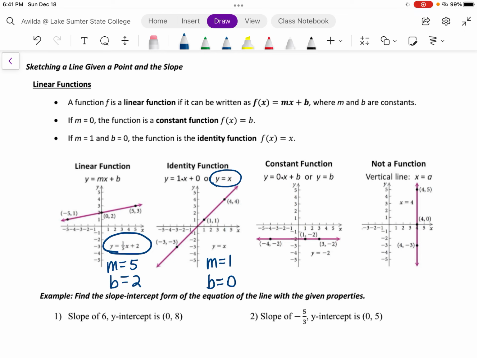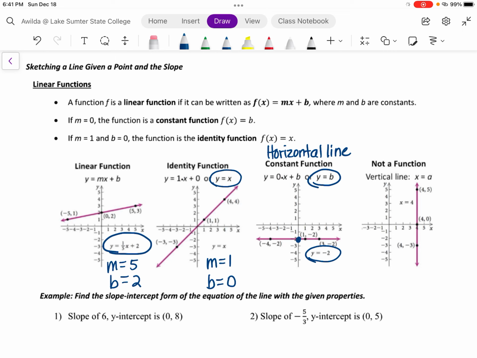In the third example, we have a constant function, which is a horizontal line. Let me go ahead and make that connection here. The constant function would have an equation that looks like y equals b, where b is the y-intercept. In this case, the y-intercept is at -2, and that becomes the equation of the line.